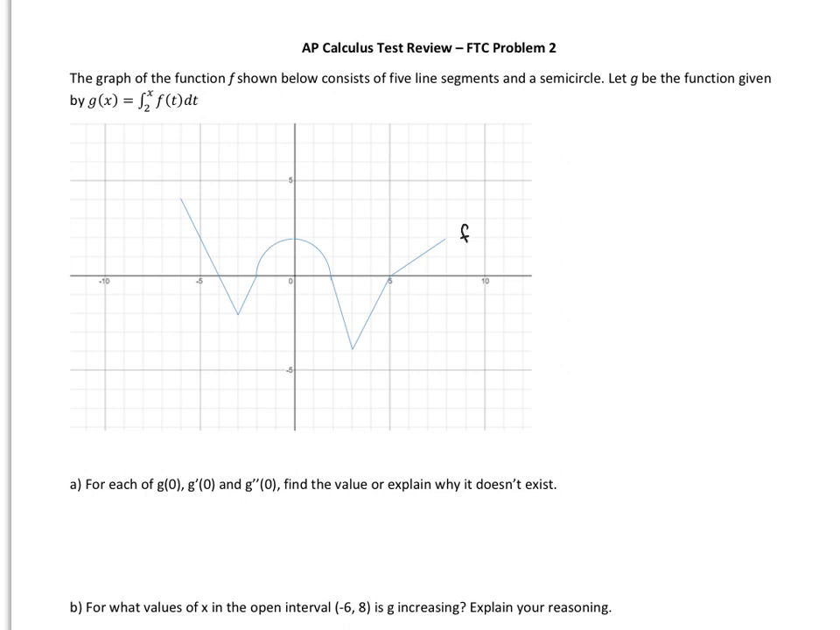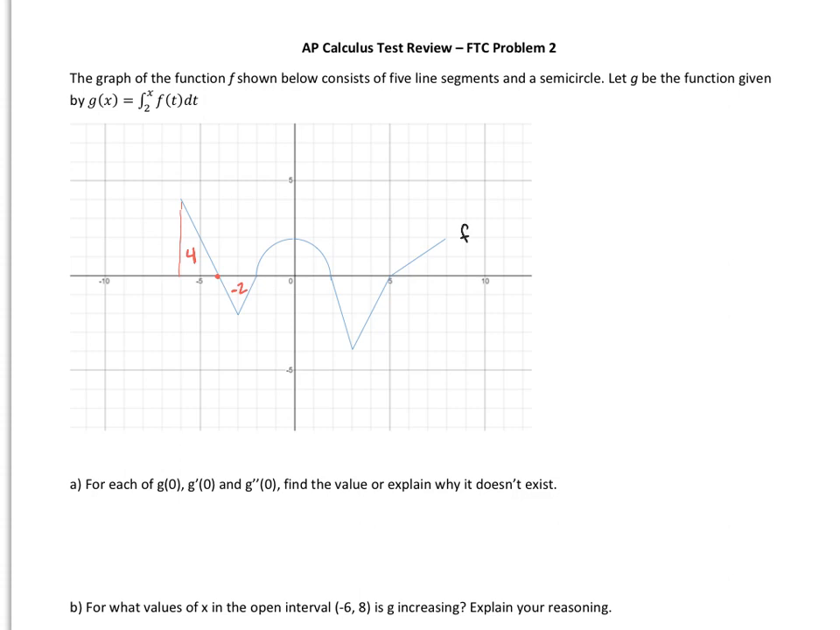The first thing that I like to do when I see problems like this is break these up and find the areas, because we're eventually going to have to do this in all these FTC type problems. I'll find the area here for this part. This triangle has a height of 4 and a base of 2, so that's 8. Half of that would be 4. Then this triangle here has a base of 2 and a height of 2, so that's 4 divided by 2, so that would be negative 2, and negative because it's below the axis.